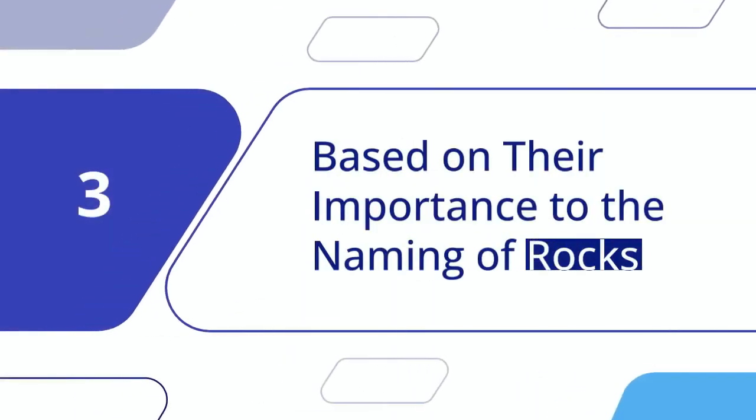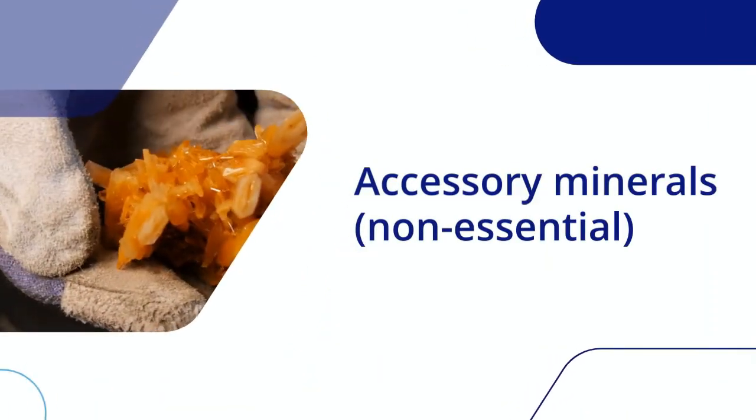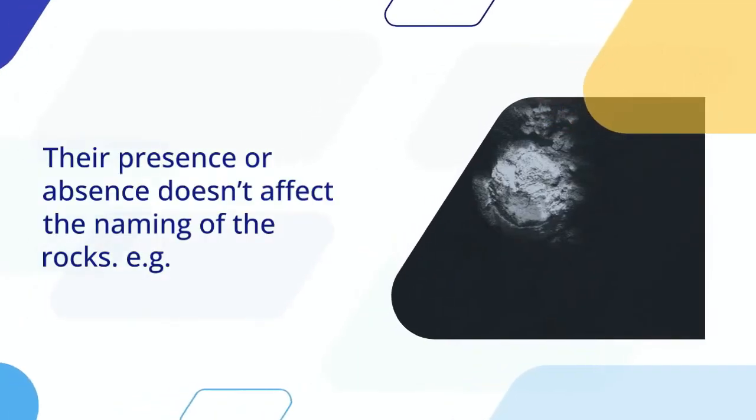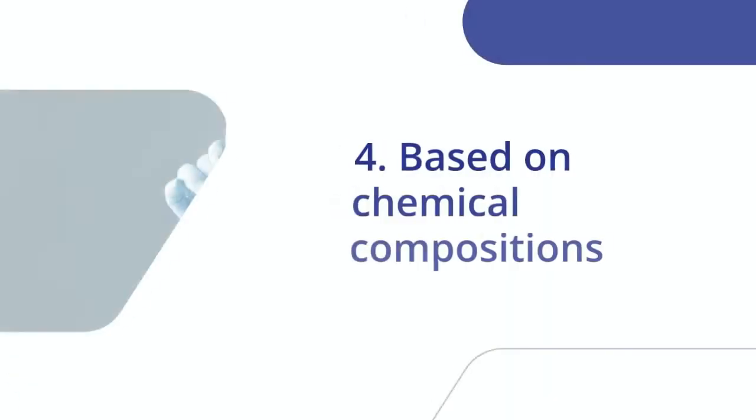3. Based on their importance to the naming of rocks. Essential minerals: their presence or absence affects the naming of the rock, e.g. quartz and feldspars for granite. Accessory minerals are non-essential: their presence or absence doesn't affect the naming of the rocks. 4. Based on chemical composition.